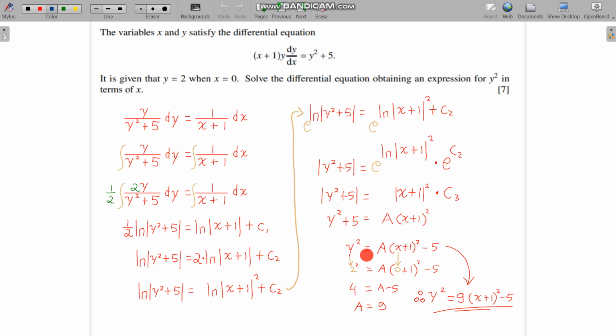This y squared equals, move it to the right, we have minus 5. We can plug in the boundary condition when y equals 2, x equals 0, and we can find the value of a. After we find the value of a, plug it into this line here, the a is 9. We get the final answer. This is the particular solution.